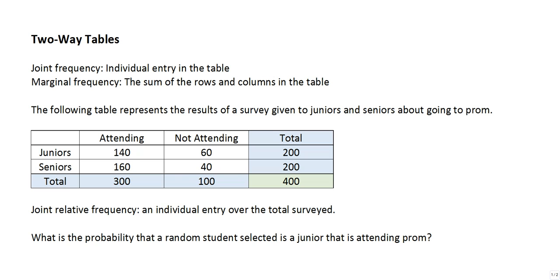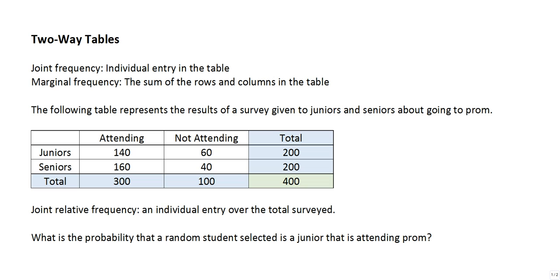So this table is going to represent the results of a survey given to juniors and seniors about going to prom. So if we were to look through this, we will find out that 140 juniors are going, 60 are not, out of 200 juniors. 160 seniors are going, 40 are not, out of 200 seniors. And then if we were to look going down the columns, we have 300 students attending and 100 that are not, for a grand total of 400 students.